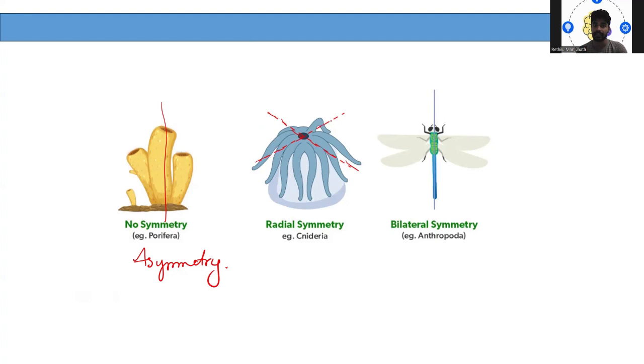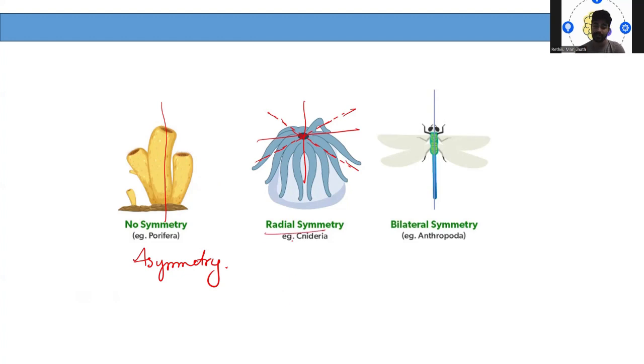Now, when a plane is passed through the center at any angle, it divides the organism into two or many equal identical halves. Have you seen a starfish as an example, or a jellyfish? If you cut them in any way, you will find equal identical halves. Those kinds are called radial symmetry.